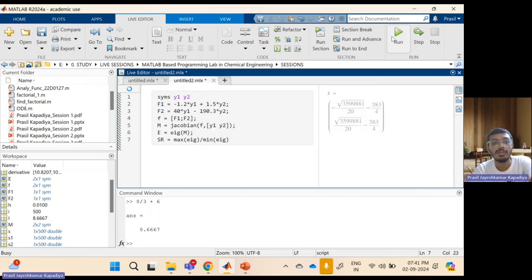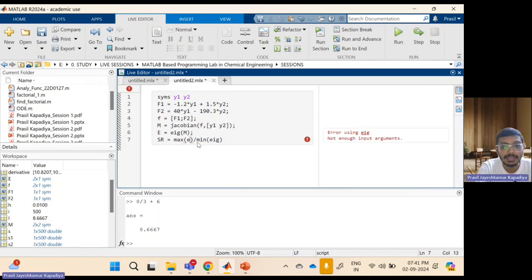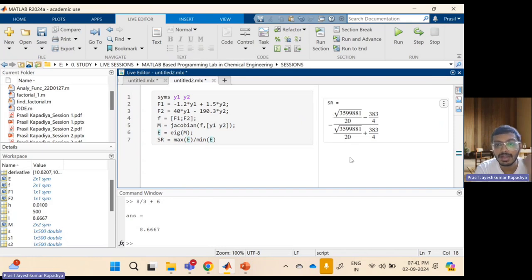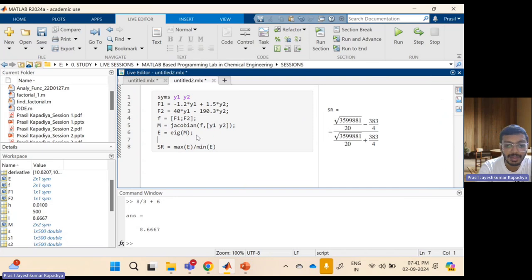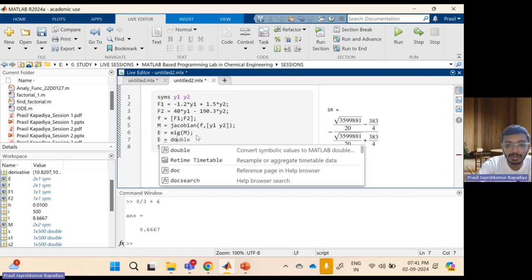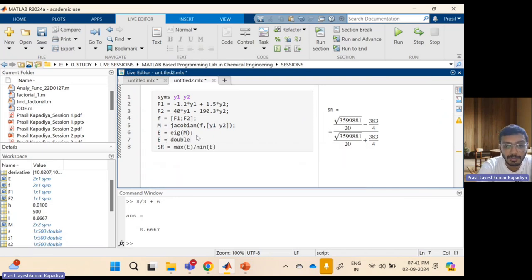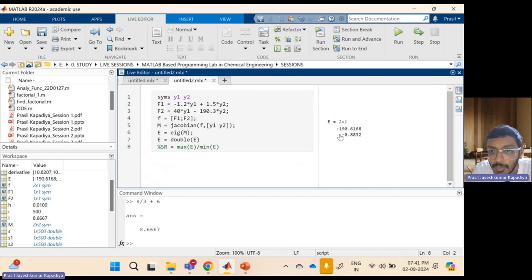Okay, so let's see. It should be E. But we are getting this weird number, and I don't want it in these terms. So what I will do, I will use format double. I'm not doubling it actually, but double is a format. Let me stop it here and see what is the value of E that I'm getting. See, it is minus 190.6168 and minus 0.8832. So now it will give me the correct answer.